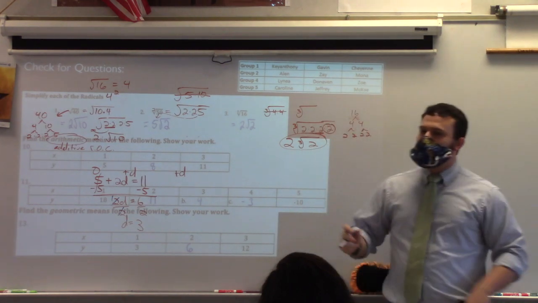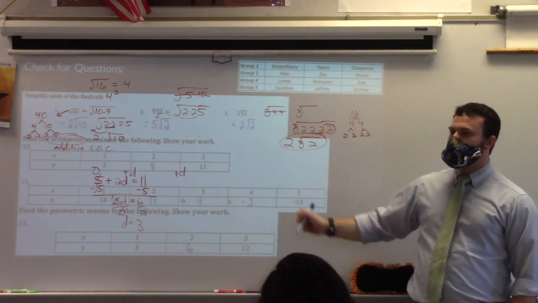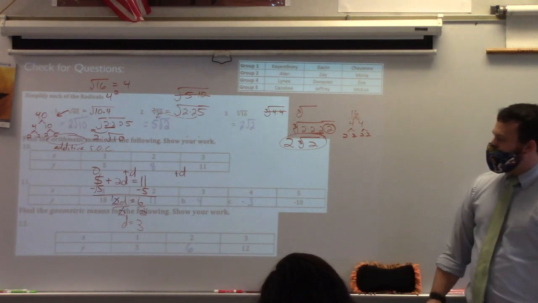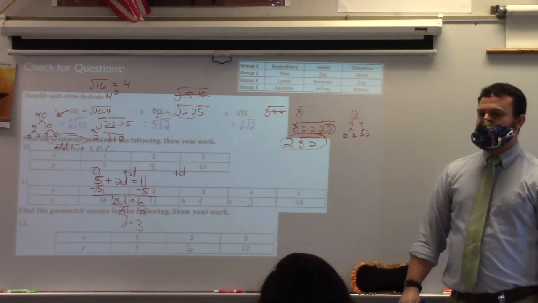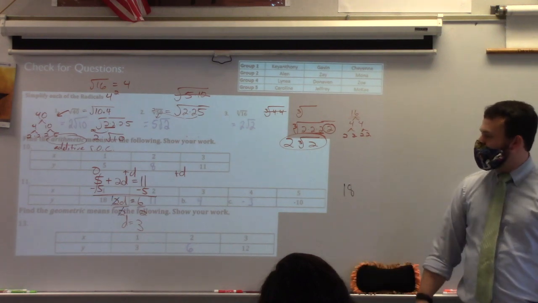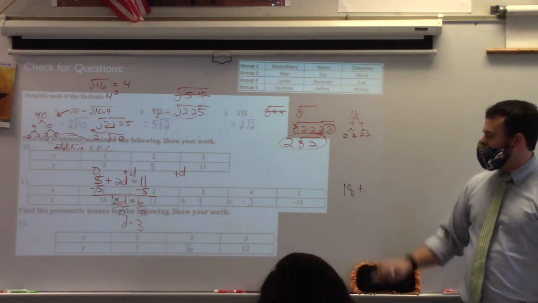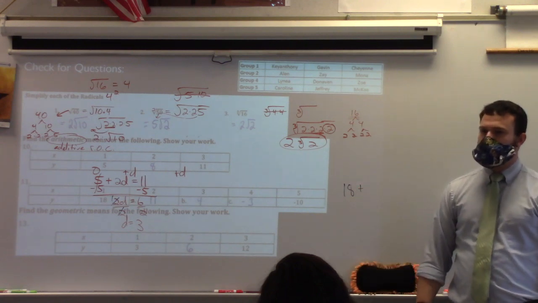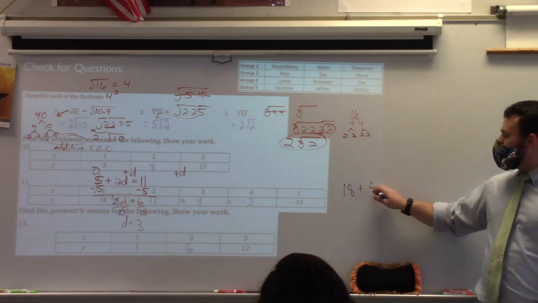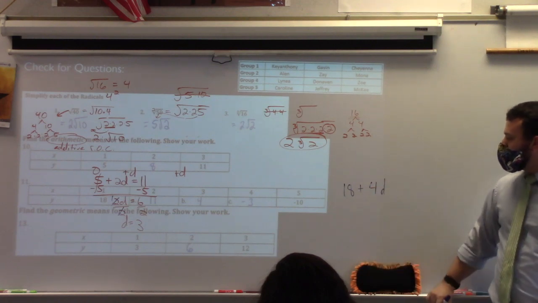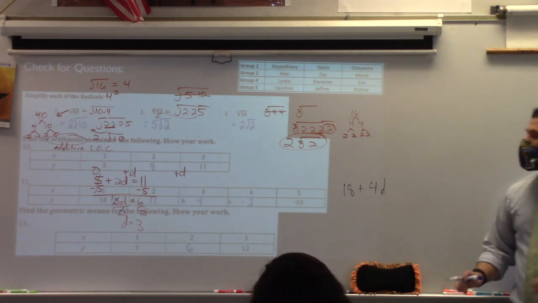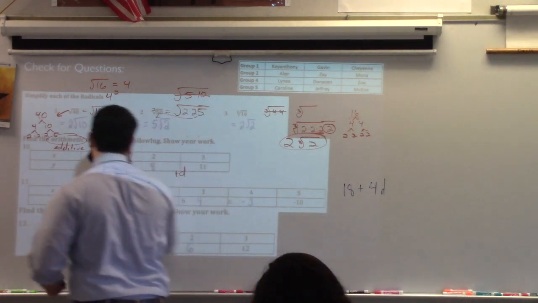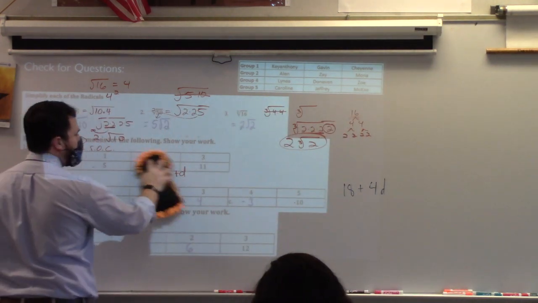Alright, so how could we adapt that strategy from number 10 to do number 11? The same thing. Okay, what is the same thing though? We got to adjust it a little bit. 18 plus 4d. Sean, where is McKay getting 4d from? Moving 4 spots, with 4 common differences. Okay.